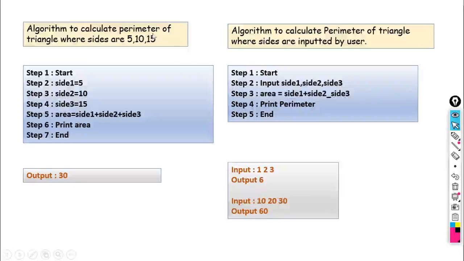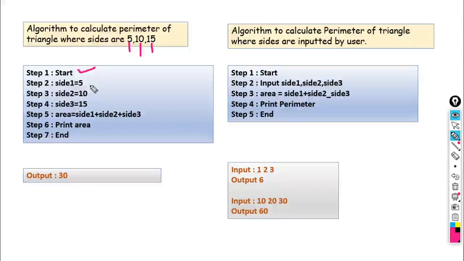Algorithm to calculate perimeter of a triangle where sides are 5, 10 and 15. Again, constant values are given. Side 1 is 5, side 2 is 10, side 3 is 15, and you know how to calculate the perimeter. The perimeter of a triangle is the sum of all sides of the triangle. So 3 sides are given and we have to calculate only the perimeter.